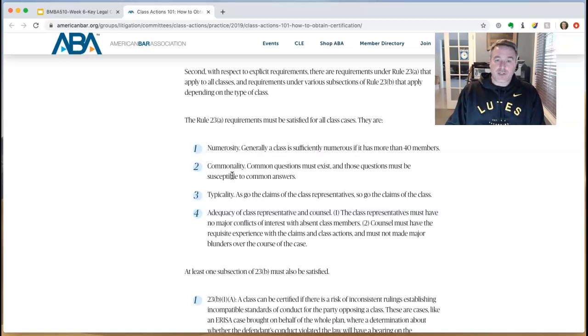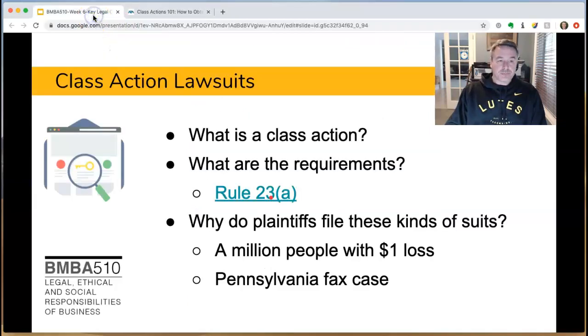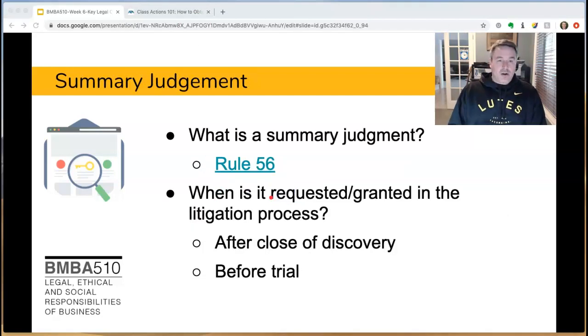So the very first battle in a class action is whether to certify the class, and the defendant, of course, uses these arguments to try to argue that it doesn't satisfy class action requirements. Okay, so that is a class action lawsuit. All right, let's move on to summary judgment. So what is a summary judgment?